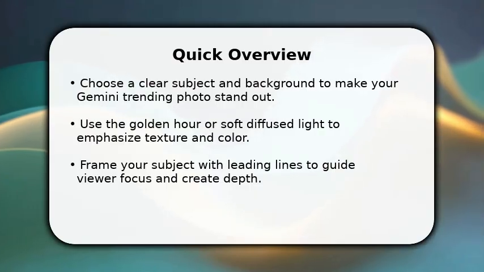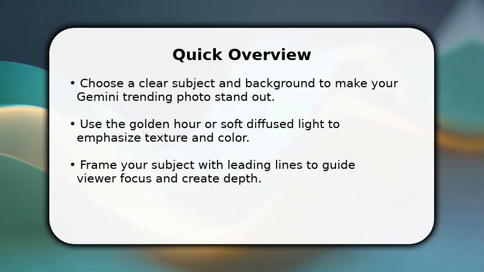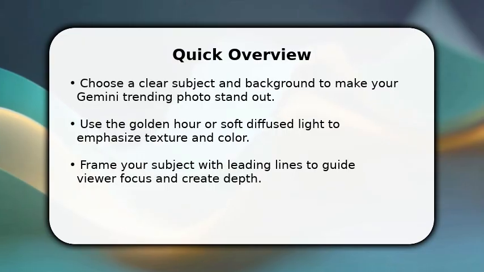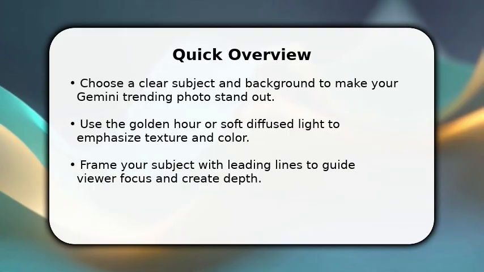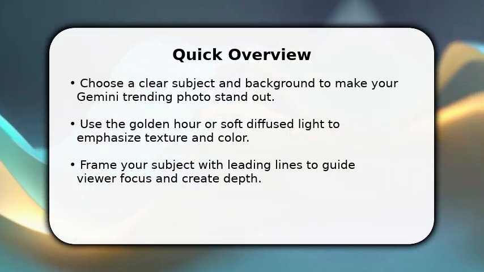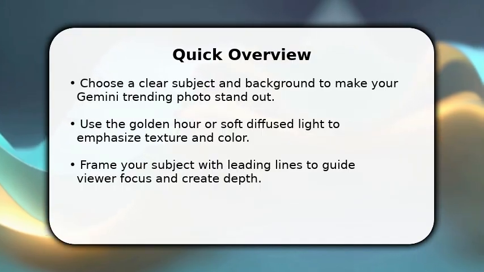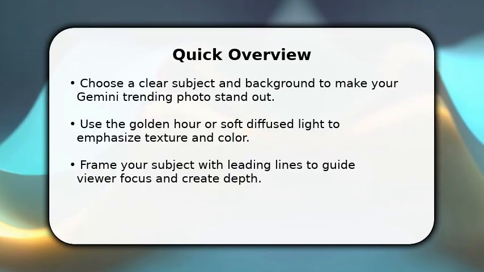In this video, I will show how to make a Gemini trending photo. Start by picking one clear subject and a clean background, then plan your lighting and composition. Use soft light like golden hour or a diffuser, and place your subject using the rule of thirds or leading lines. Keep colors harmonious and remove distractions. Edit lightly to enhance contrast and highlights, then export in high resolution for social platforms.